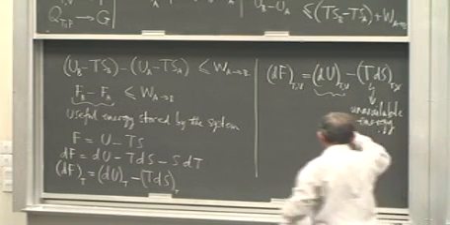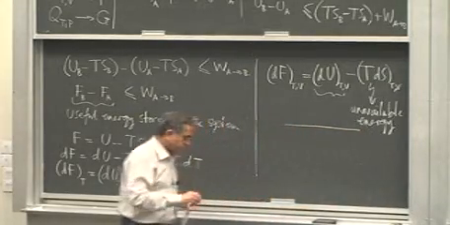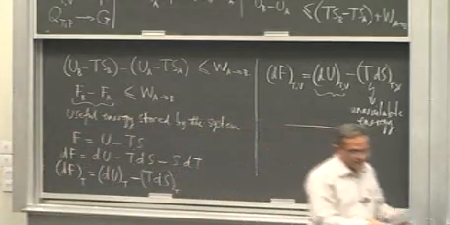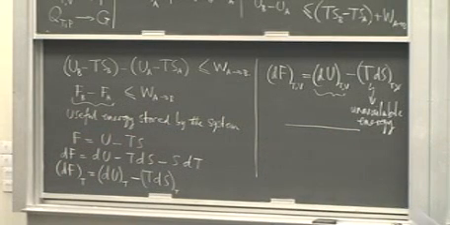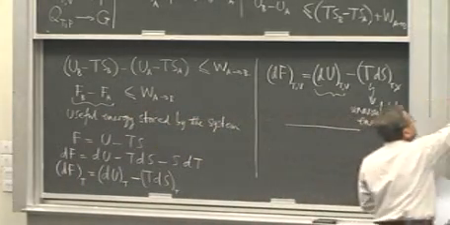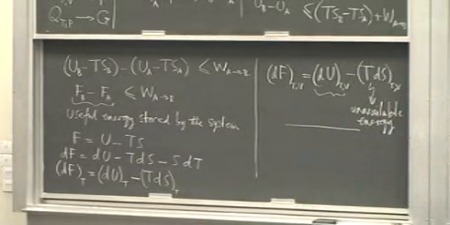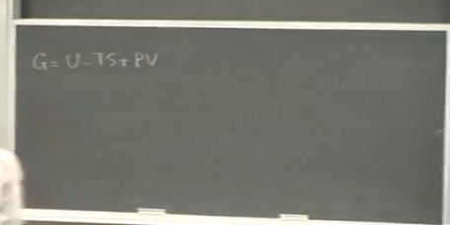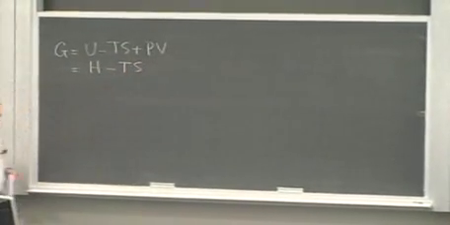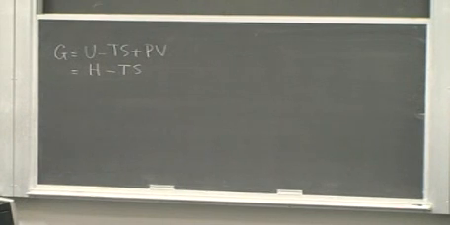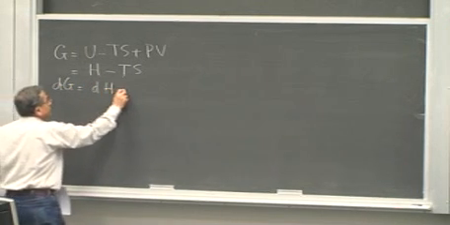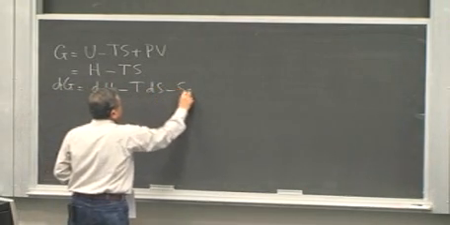I can make a similar exercise. I think this explains the physical significance of this energy function. I will make a similar exercise for the Gibbs free energy G. G is equal to U minus TS plus PV, and therefore you say this is equal to H minus TS. H is U plus PV, you all remember, and therefore dG is dH minus T dS minus S dT.